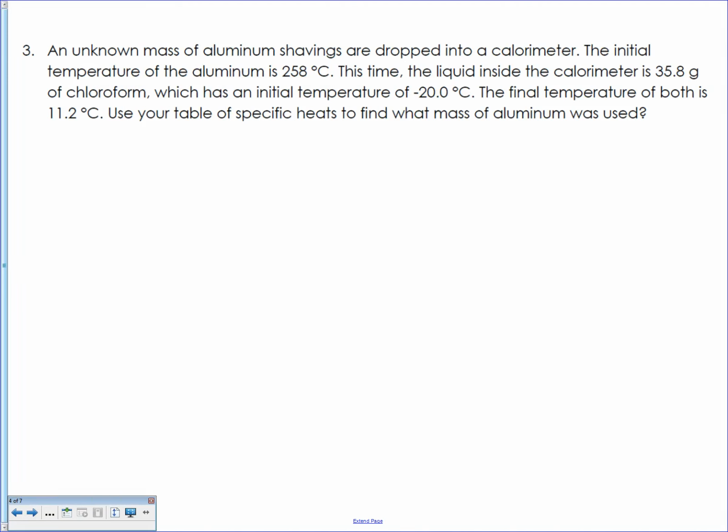For problem number 3 here, this time, again, go ahead and look through it and try and figure out what it's asking in this problem. I'll give you a second, and if you want to pause the video, you might want to do that so you can think about it.